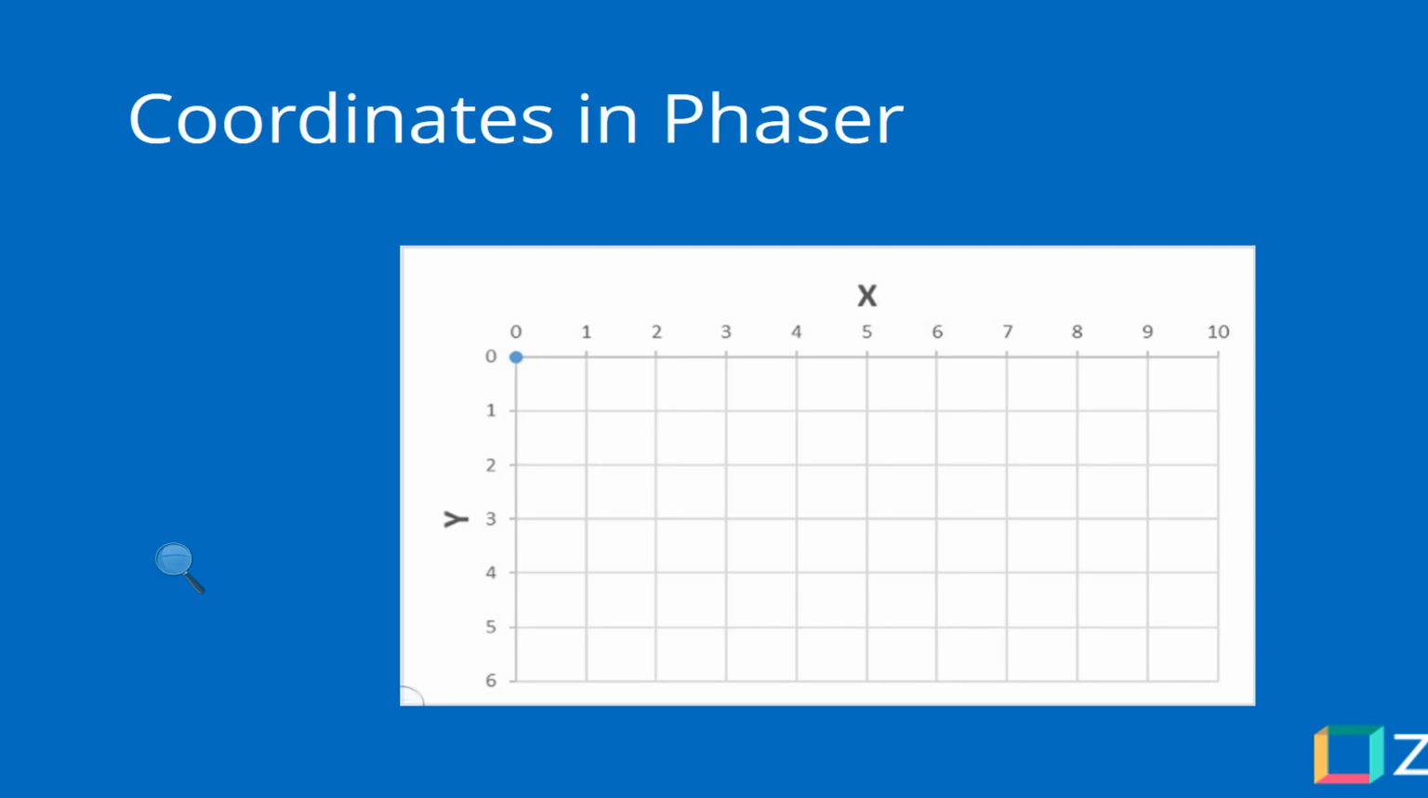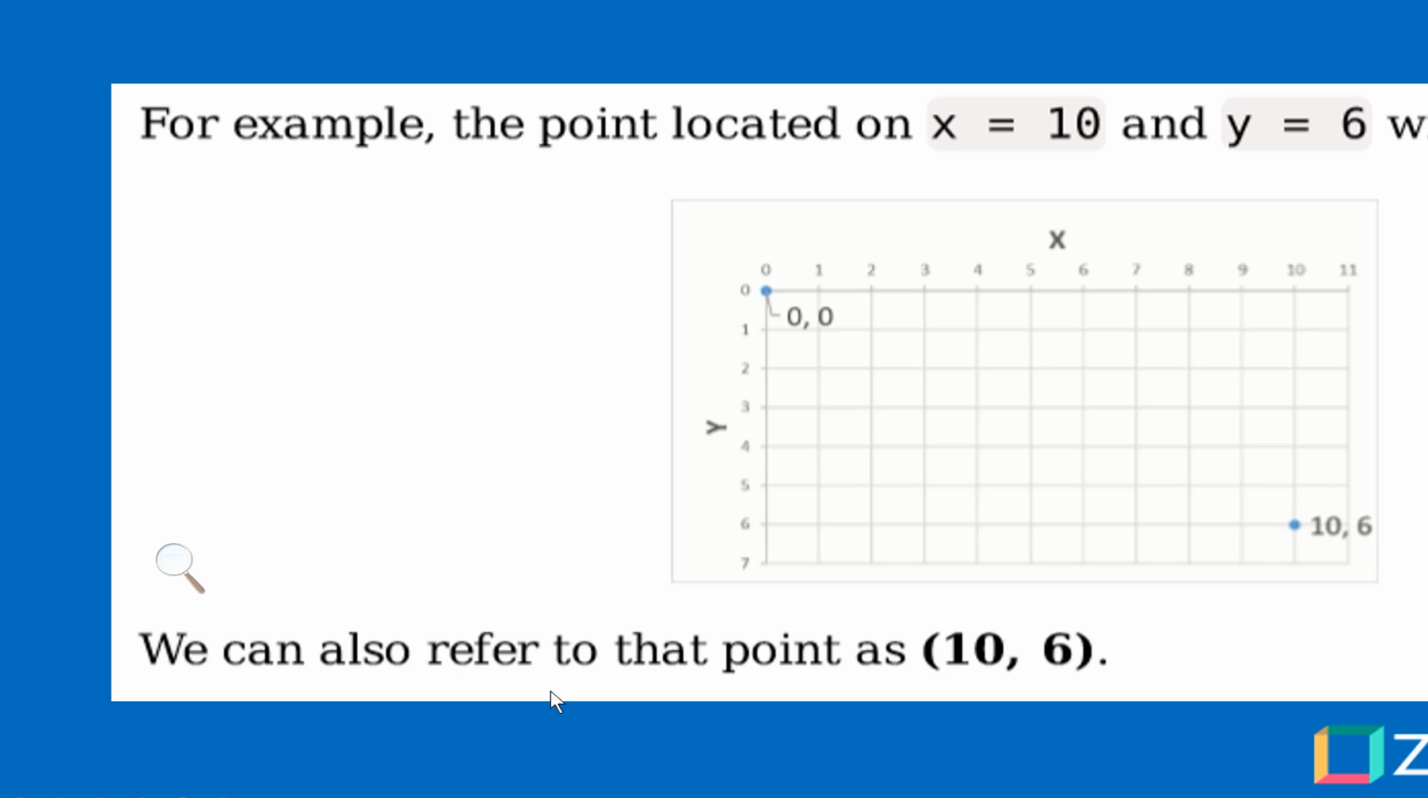The coordinates in Phaser start from the top left corner, so it is different than how it's normally done in math. It is positive towards this direction on X, and it is positive when you go down on Y. For example, the point X equals 10 and Y equals 6 will be in here.